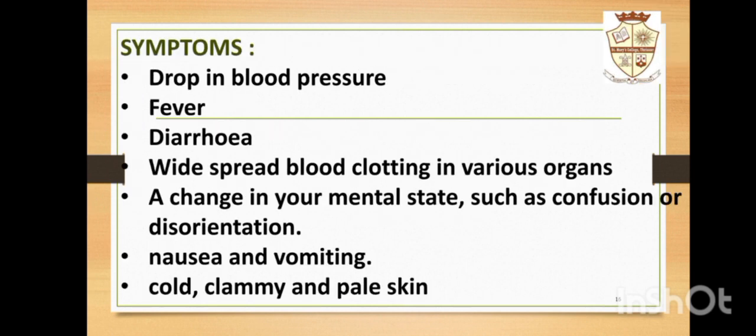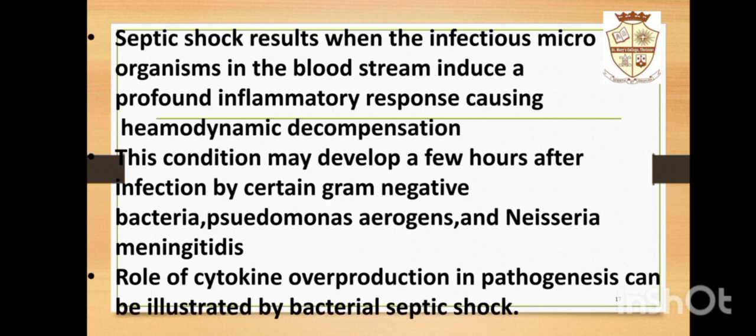Symptoms: drop in blood pressure, fever, diarrhea, widespread blood clotting in various organs, a change in your mental state, such as confusion or disorientation, nausea and vomiting, cold, clammy and pale skin. Septic shock results when the infectious microorganisms in the bloodstream induce a profound inflammatory response, causing hemodynamic decompensation. This condition may develop a few hours after infection by certain gram-negative bacteria, Pseudomonas aeruginosa and Neisseria meningitidis.